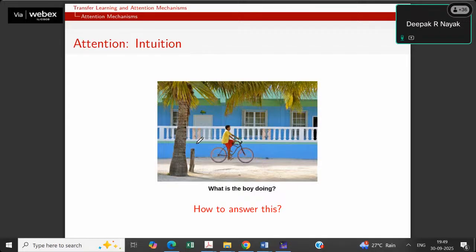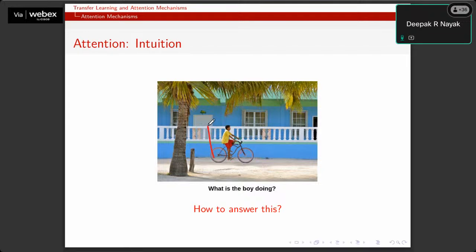Ask you the question by showing you this particular image: what is the boy doing? I hope you will be only focusing on this particular part. You will not be focusing on the other parts, because other parts are irrelevant for our task, right? So our focus will definitely go to this part. And you can say the boy is riding a bicycle, right? That is what his attention is all about.